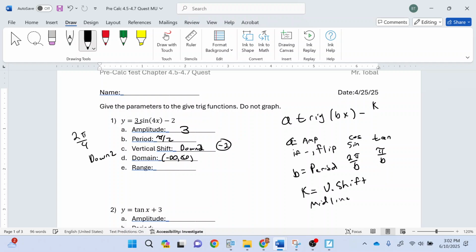My range is going to be from my amplitude up and down. So it's going to be what my midline or my vertical shift is, so my k value plus or minus my amplitude, my a value. So negative 2 plus 3 is going to give me a positive 1. Negative 2 minus 3 is going to give me a negative 5. So in this case, my range is going to be from negative 5, hard bracket in this case because I actually reached negative 5, to 1.